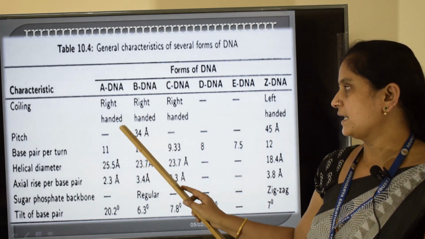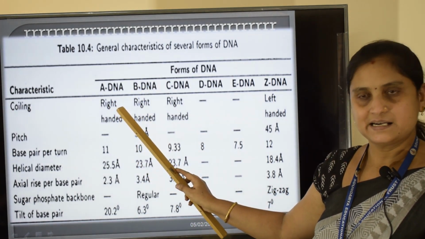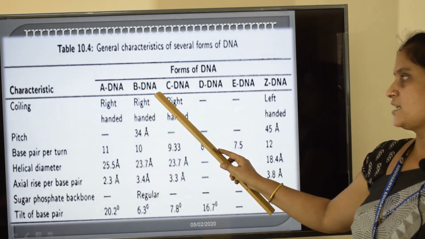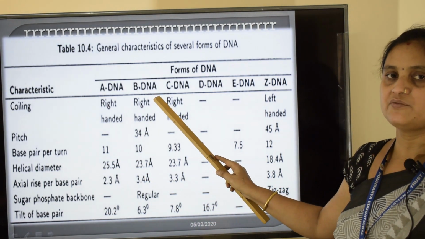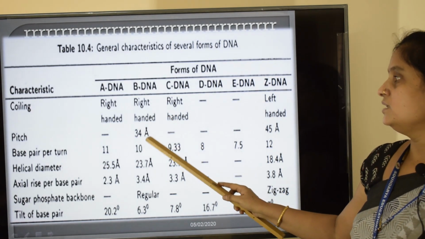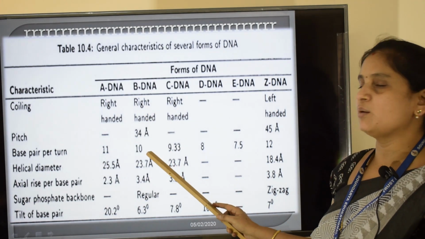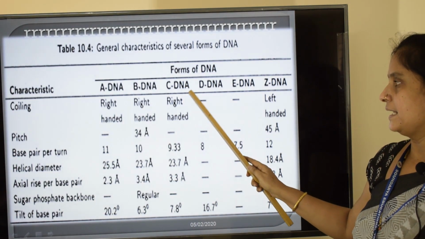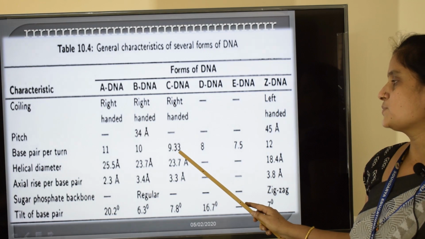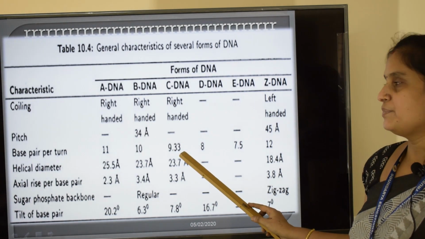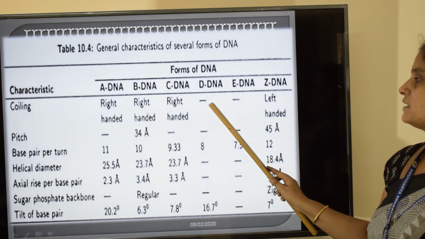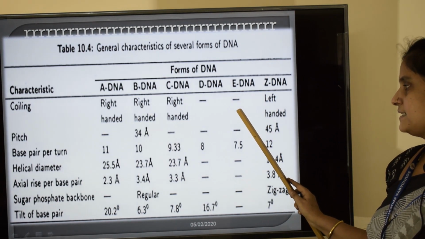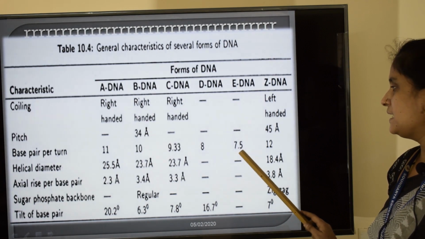In the case of A DNA, the mode of coiling is right-handed, and the number of base pairs per turn is 11. B DNA, as I have already mentioned, is nothing but the Watson and Crick model of DNA, so it has right-handed coiling and usually 10 base pairs per turn. C DNA is again right-handed, with approximately 9 base pairs per turn. D DNA is once again right-handed, with 8 base pairs per turn. E DNA is right-handed, with approximately 7 base pairs.